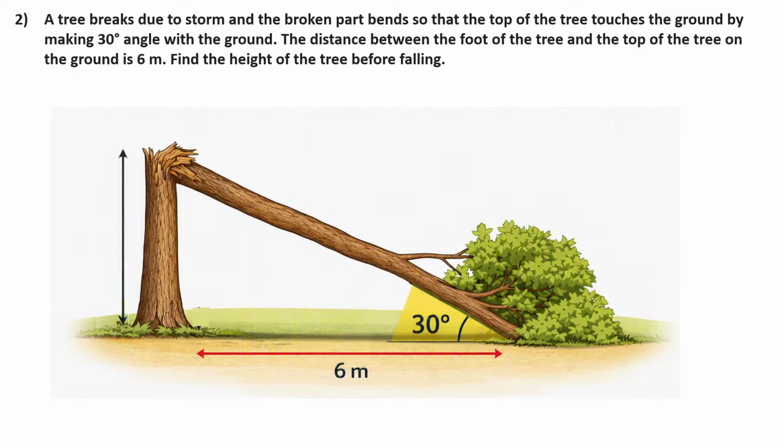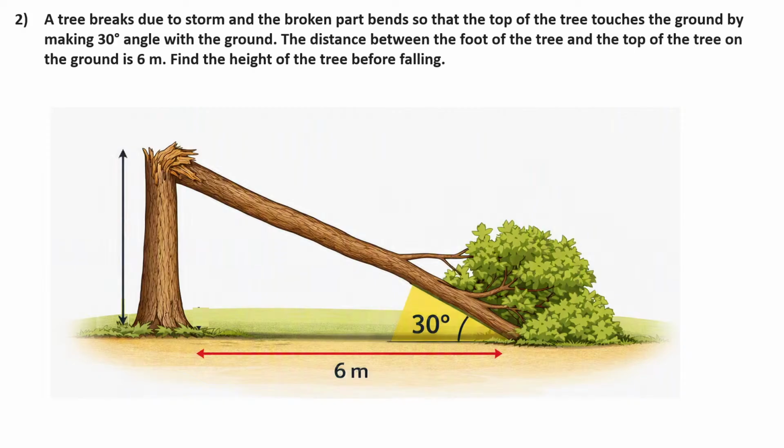On the screen, a tree breaks down due to a storm and the broken part bends so that the top of the tree touches the ground by making a 30-degree angle with the ground. The distance between the foot of the tree and the top of the tree on the ground is 6 meters. Then we have to find the height of the tree before falling. It's very interesting. If you see the question, it is too long, but if you see this diagram, your doubts will be cleared off.